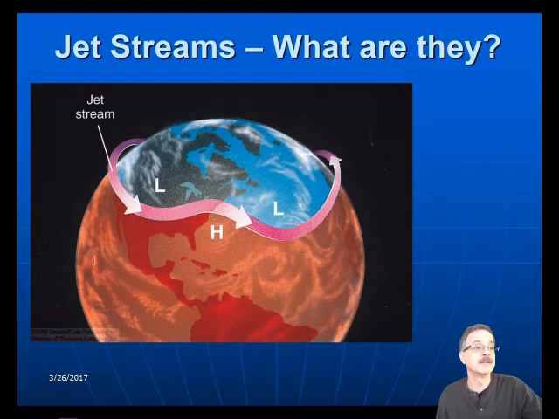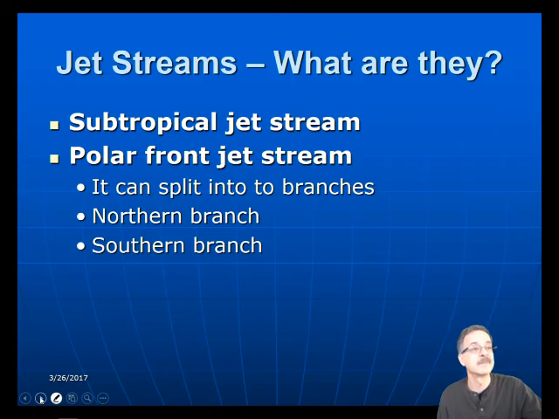All right, so here's another representation of a jet stream. I think this looks like maybe the polar jet stream here, but it's this ribbon of air that moves around the globe. It is a global phenomenon, and it basically shows the boundaries between all of these convective cells and mechanically driven cells that we see in the atmosphere. All right, so you've got your subtropical jet stream and you've got your polar front jet stream. The polar front has a tendency to split into branches, one called the northern branch and one called the southern branch.